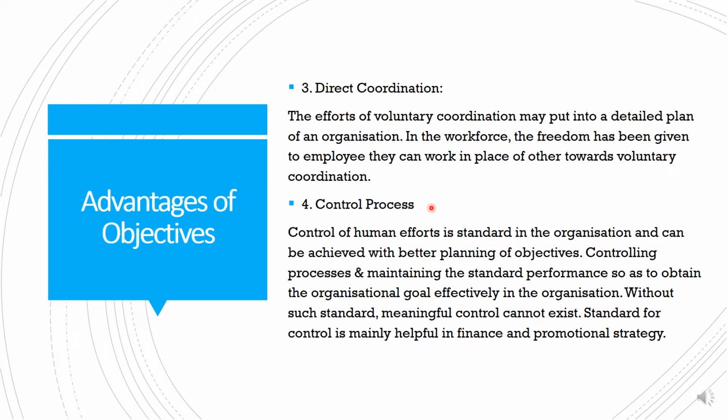The control process. It is very easy to control things when you have laid out individual objectives for the people. Then you can go ahead and see how much you have accomplished out of your objective. So let's say if it was making 50 calls, how many have you done? Are you able to accomplish your objective or not? So control of human efforts is standard and can be achieved with better planning of objectives.